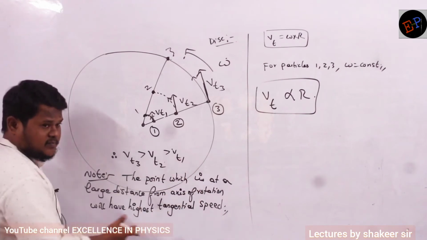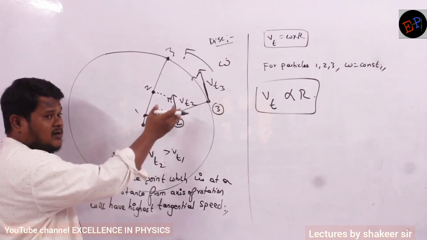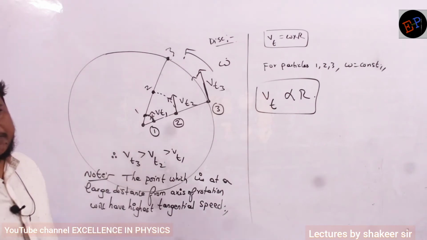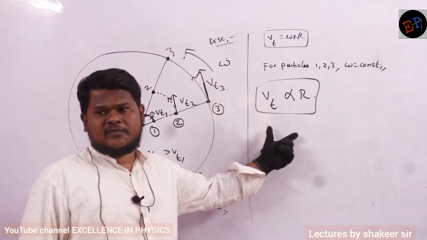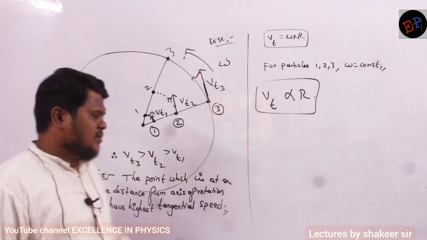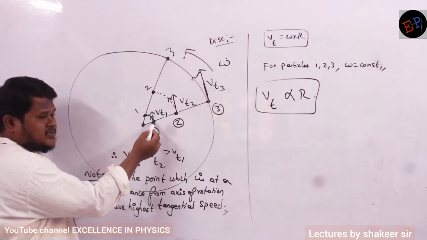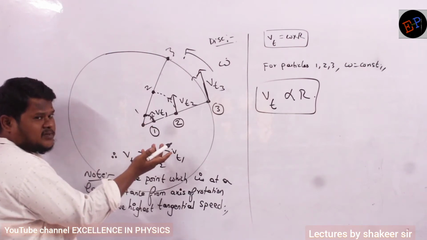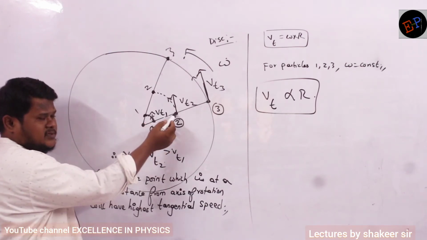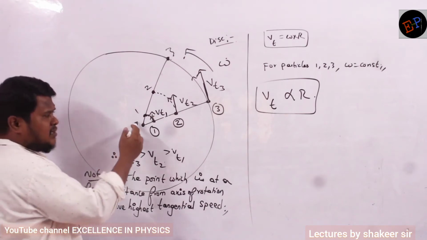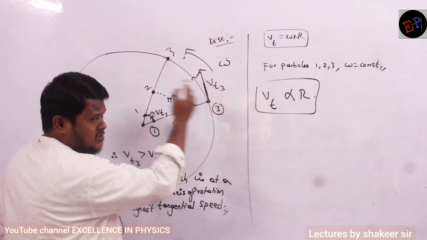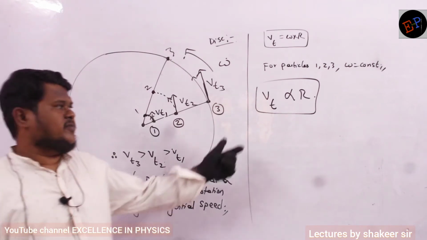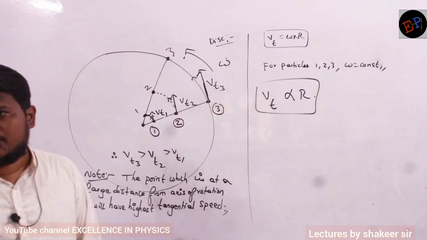If a particle is present at a large distance, then its tangential speed will be maximum. That's what we have proved with the help of the equation also. Understood? This point is present at a lesser distance, so the r value is lesser and its tangential speed also will be lesser. This one is at a greater distance, so its tangential speed will be greater. This is at a further large distance, so its tangential speed will be further greater. Understood, no?